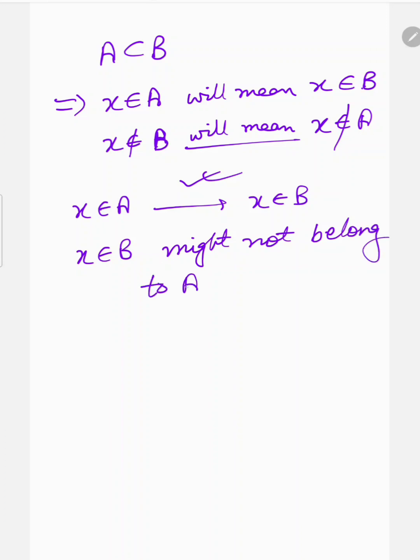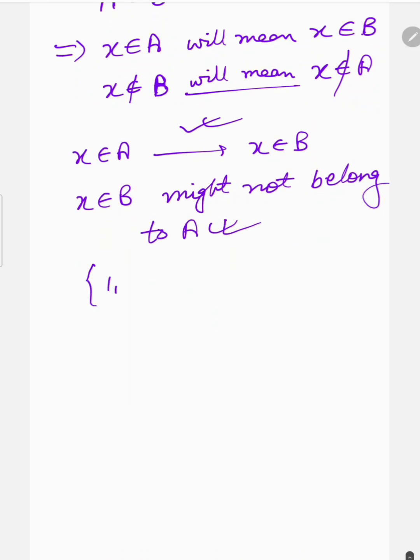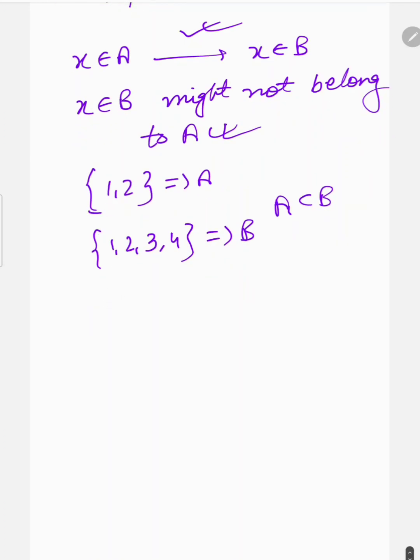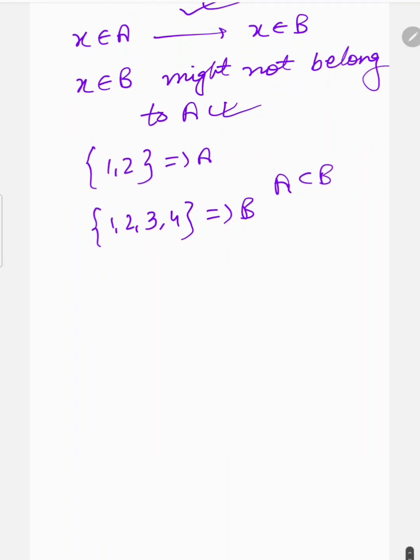Now an element belonging to B might not belong to A. Okay, see here, let's say this is A and B is this. So A is a subset of B. Now all the elements of A belong to B. This has to be there. This is the definition of subset. But all the elements of B might not belong to A.